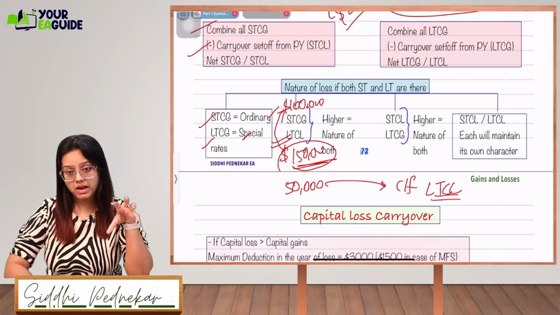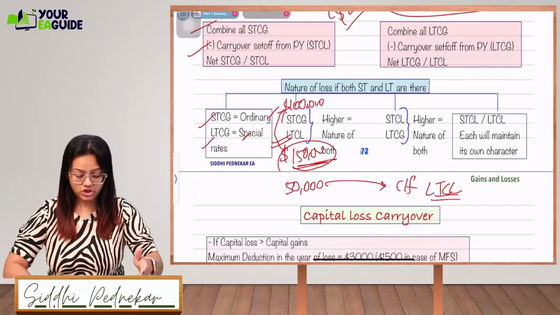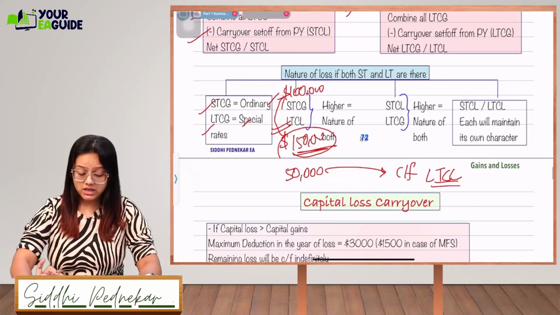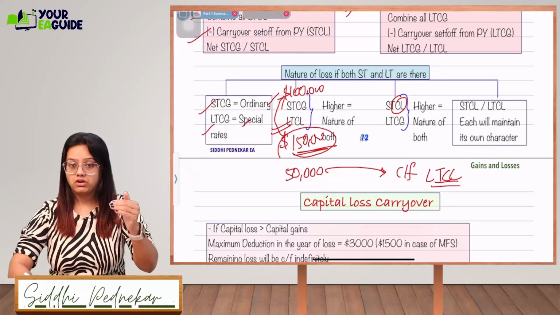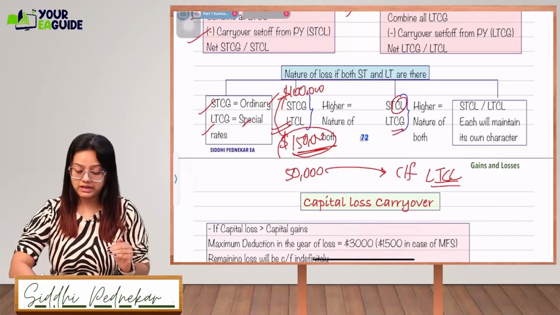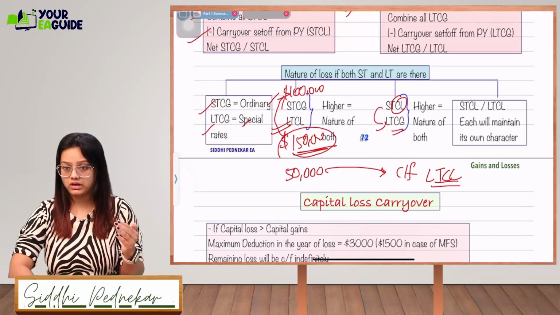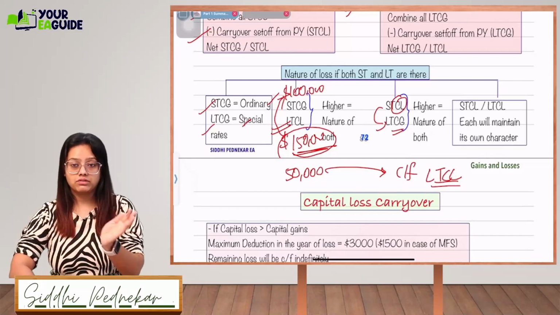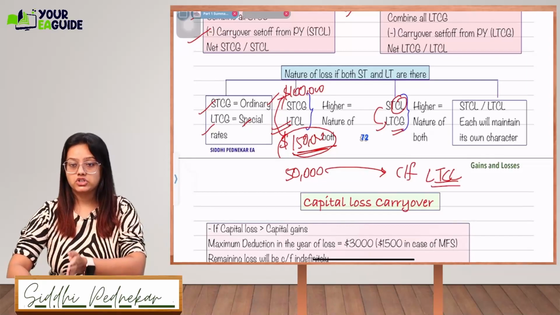Okay. So remember this thing in mind. And next we are going to check about the capital loss carryover. Same way, in case of short term capital loss, if you have a long term capital gain, set it off against each other internally and the remaining will get carried forward. Whatever is the highest, it will be the nature of that amount.